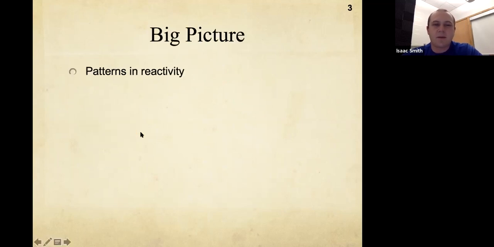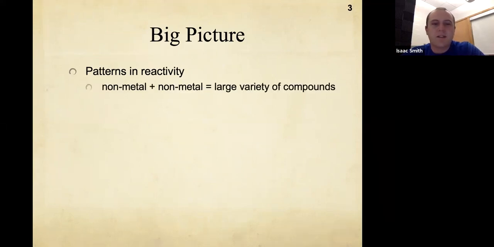Okay, so let's get a big picture about ionic compounds and compounds in general. We're focusing on ionic compounds in this lecture. The next one will be on covalent compounds. So we'll talk a little bit about covalent compounds because it's good to see how they differ from one another. When you have a nonmetal and a nonmetal, there's a lot of different types of compounds you can make, and we'll see that coming up.